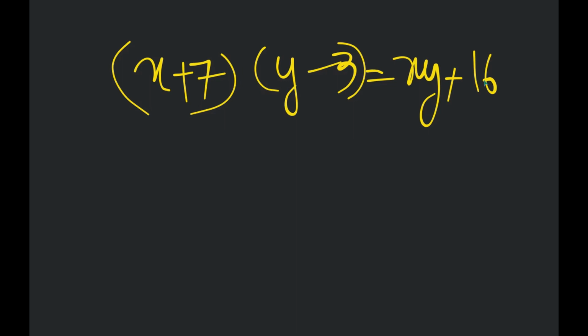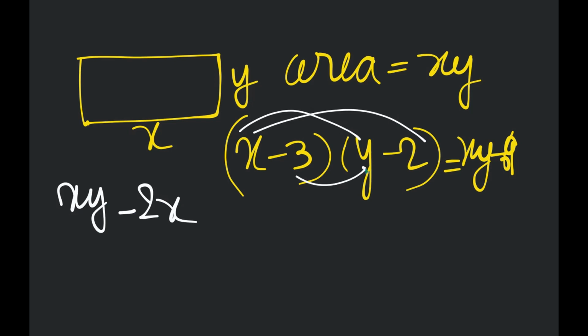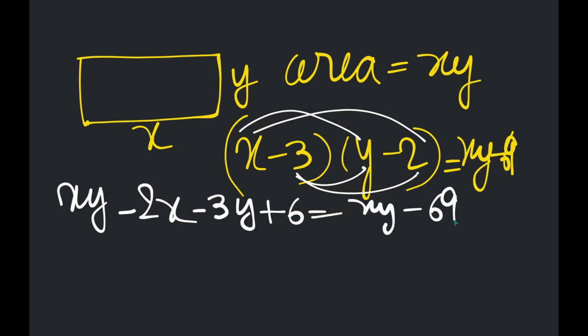So let's first form the equation. Okay, how will we form the equation? When x into y will give you xy, x into minus 2 will give you minus 2x, minus 3 into y will give you minus 3y, and minus 3 into minus 2 will give you plus 6, is equal to xy minus 69, right? Now see, here also xy, here also xy, so those two xy will get cancelled.